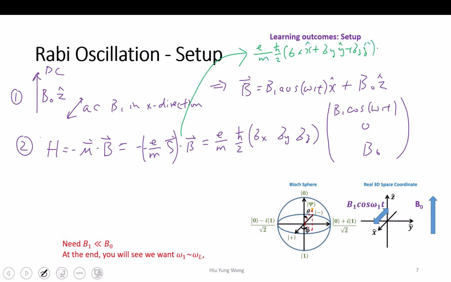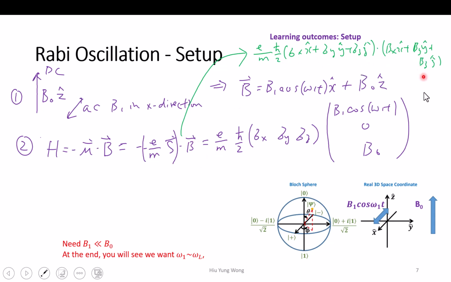Dot product with Bx x hat plus By y hat plus Bz z hat. That is exactly what I'm talking about, right? Mu dot B, the magnetic moment, I now convert it into the spin. So it is negative e divided by m times S, which I have here, and then dot B, which is this one, right?